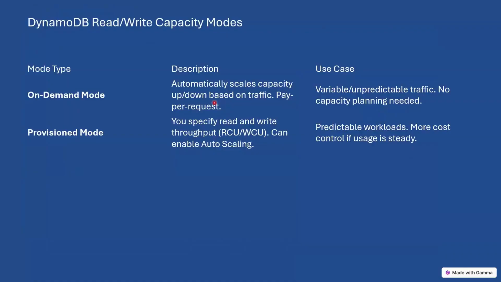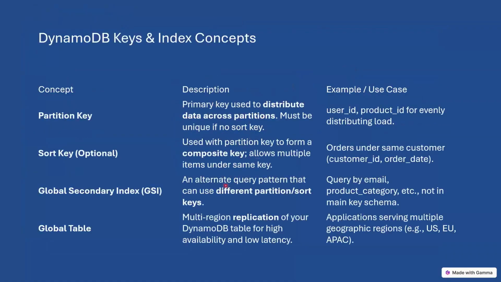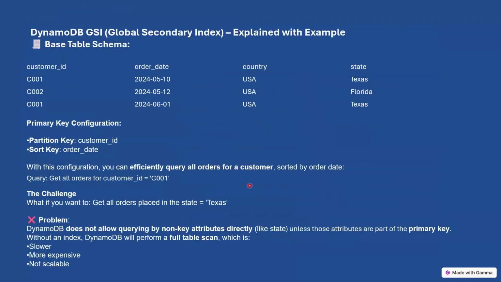Okay, let me go through these things first. In this case, guys, you should use a GSI, Global Secondary Index. It's another query pattern. Let me show you this GSI. Let's say you have this data set: customer ID, order ID, country, and state. And you form the primary key with the help of partition key, customer ID, and sort key, order date.